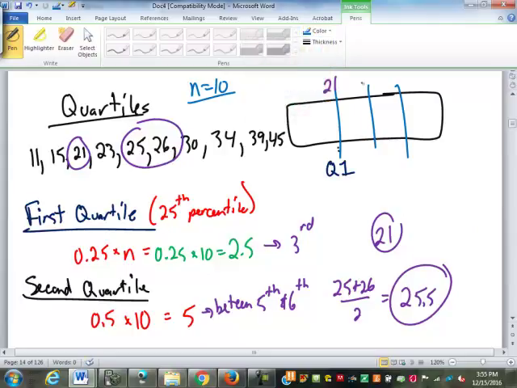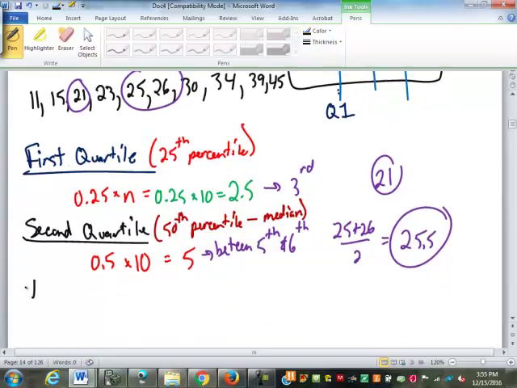Now you'll notice that's the 50th percentile, 0.5. Also, what else did we multiply n by 0.5 to find? It was the median. So the second quartile is the 50th percentile. It's also the median. So that was Q2, or the median right here.